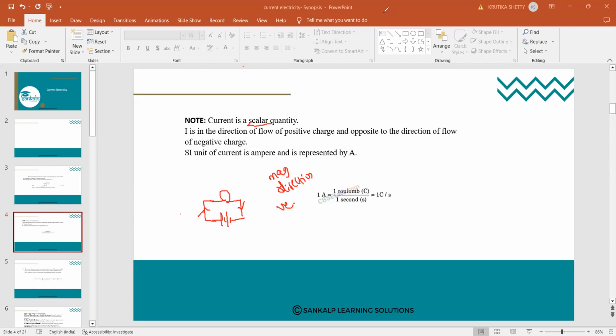Okay? So here, to describe any quantity as a vector, that quantity should agree with the vector addition laws. Vector addition, vector subtraction laws should be satisfied. But here the electric current is not obeying those vector addition laws. Therefore, it is a scalar quantity even though it is having a direction.